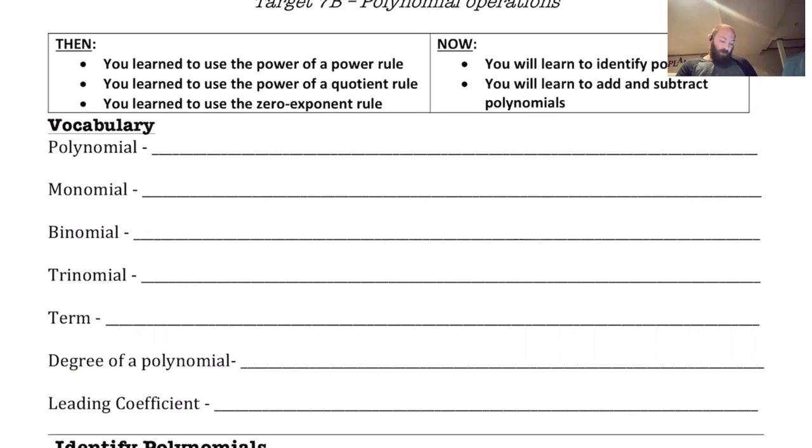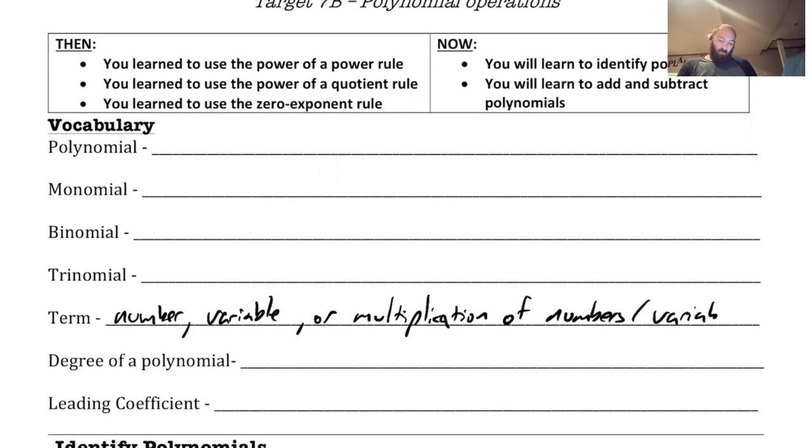But I want to start with term because that is a number, variable, or multiplication of numbers and variables. Okay, this helps us define some of the other things. So a term, for example, would just be like the number 5 or 2x. Those are versions of terms. Yeah, number, variable, or multiplication of numbers and variables together.